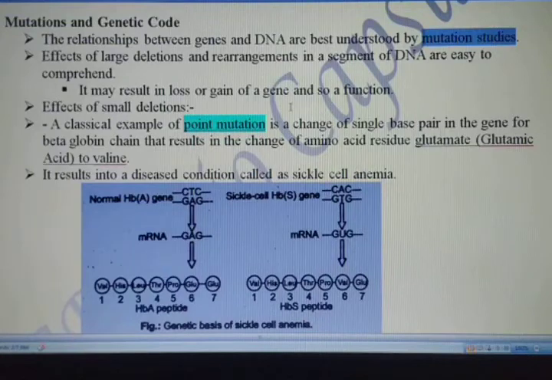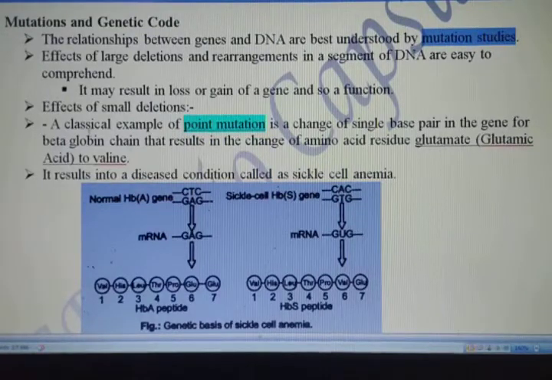Now it may be due to either loss or gain, either deletion or insertion. Deletion means loss and insertion is gain. An extra copy has come, let us say. So in this way, because of the mutation, either insertion or deletion, what happens? A gene is either lost or an extra copy of the gene is gained, and due to that it is going to affect the particular function the gene was supposed to carry out.